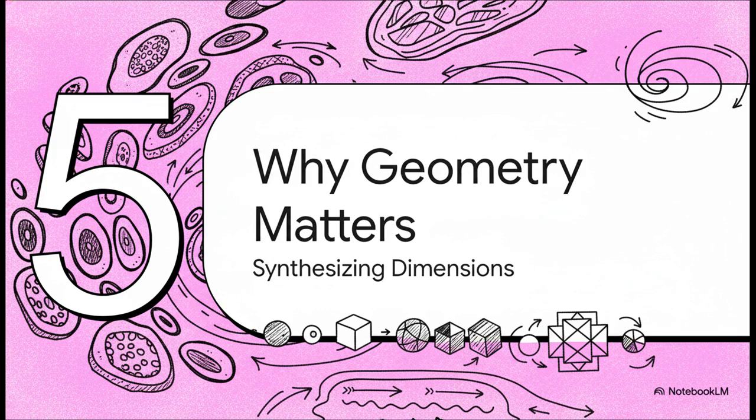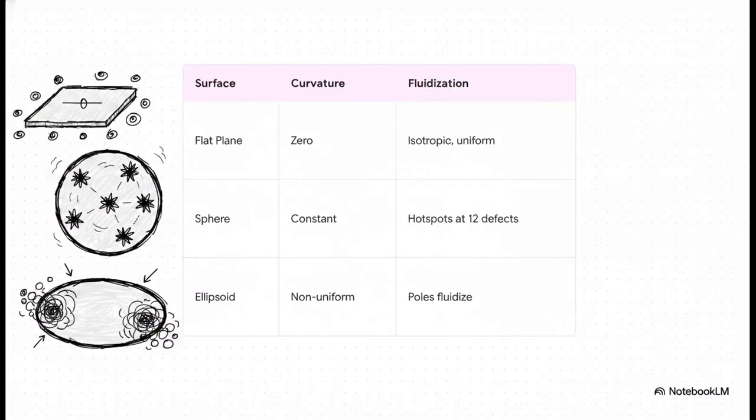Finally, Part 5. Why tissue geometry matters. Let's synthesize all these dimensions. This summary perfectly wraps up our whole journey today. On a flat plane with zero curvature, the jamming to unjamming transition is completely isotropic and perfectly uniform. But add constant positive curvature with a sphere, and suddenly the underlying math forces 12 structural defects into existence, which creates these localized fluidization hotspots.